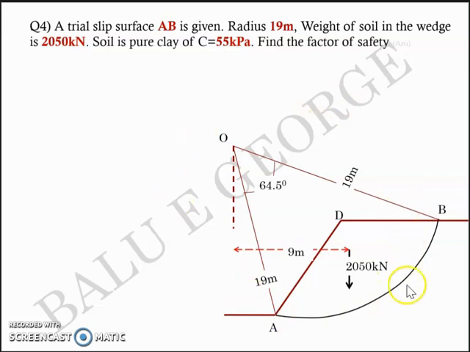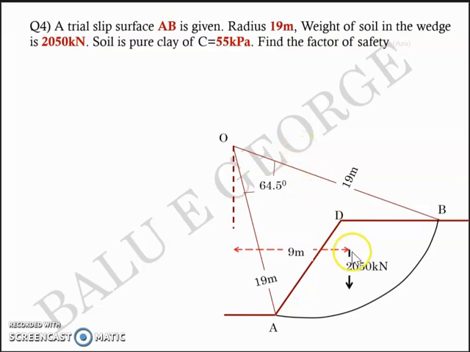So you are given the geometry in the question. You have a slope ADB with a failure surface AB, and the weight of the soil inside this wedge ADB is 2050 kilonewton as given in the question. Now this surface AB is assumed to be a part of a circle whose center is given as O and the radius is 19 meter, and the angle subtended at this center is 64.5 degrees.